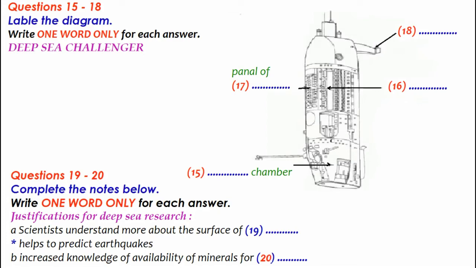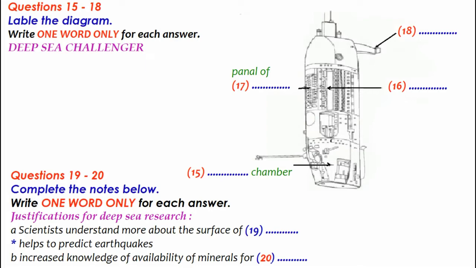Next to that, there's another important part of the sub. You probably realise that there's no light at the bottom of the ocean, so the sub needs to take its own. If you look at the back of the sub, in the middle, just next to the batteries, you can see the panel of lights. They provide the light for filming and taking samples from the seabed.